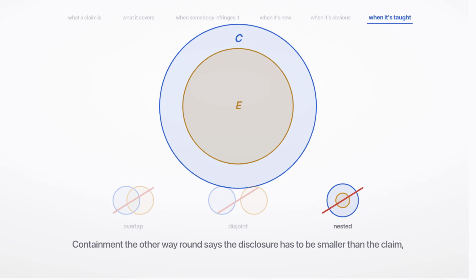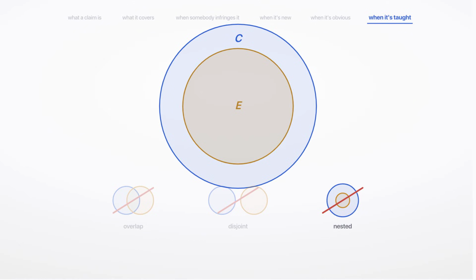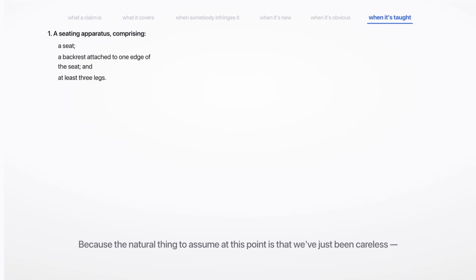Containment the other way round says the disclosure has to be smaller than the claim, which is true of very nearly everything and tells you nothing at all. And that's the vocabulary, all of it spent. Well, almost. Because the natural thing to assume at this point is that we've just been careless, that enablement is a little more complicated than the other 3, that it wants some 4th relation we haven't thought of, and that somebody cleverer will turn up with it.